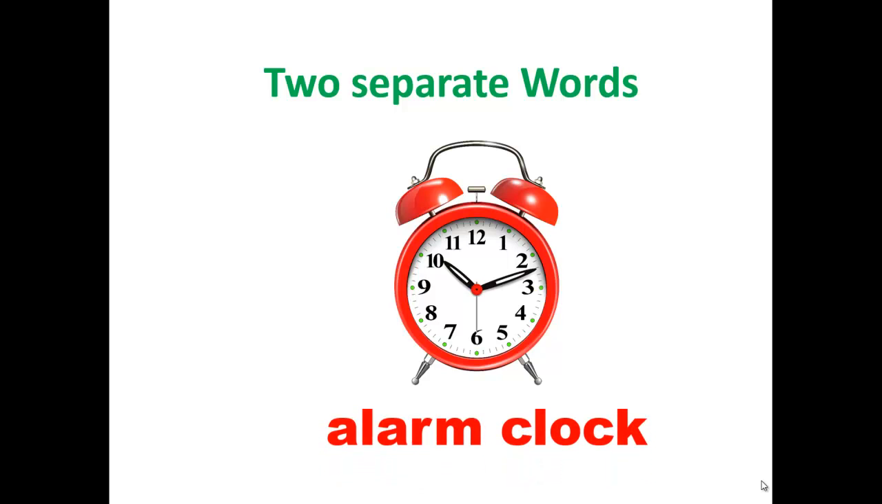Alarm clock. The word alarm clock is made up of two words. The first word is alarm, the second word is clock. The two words are used together to refer to one thing, so it is a compound word. How is it written?